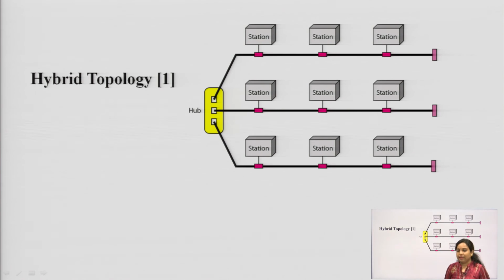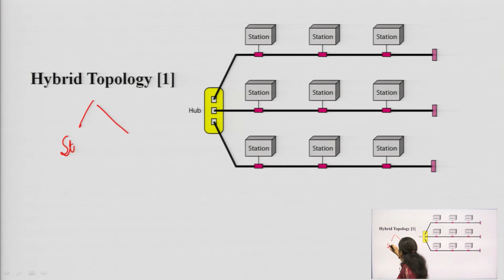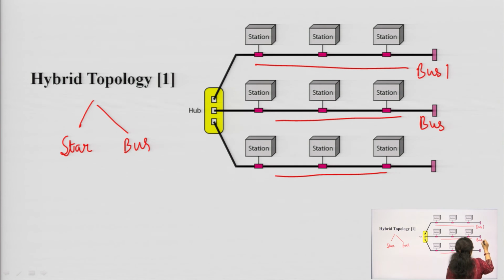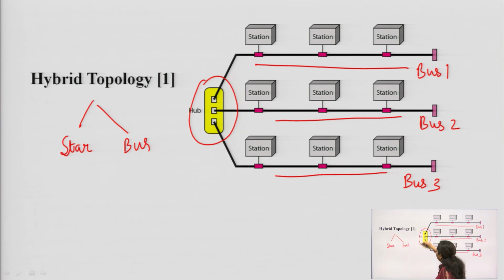Now, the last type of topology is the hybrid topology. In this topology, 2 topologies are involved. The first one is the star topology, and the next one is the bus topology. You can see this is the first bus, this is the second bus, and this is the third bus. Three buses are involved, and these buses are connected through a hub. That forms a case of star topology. Whatever information is transmitted has to be shared through this hub. So, this is hybrid topology.